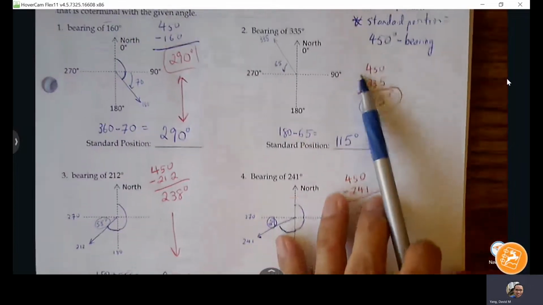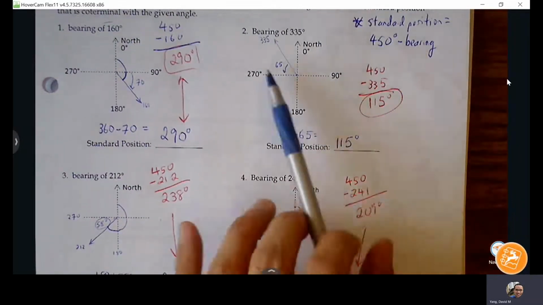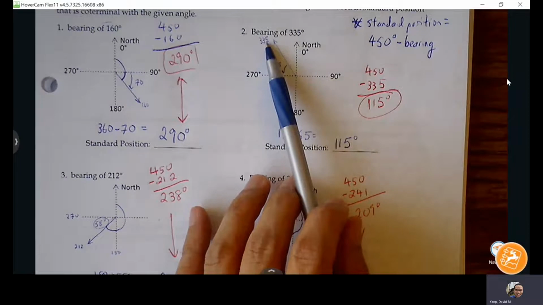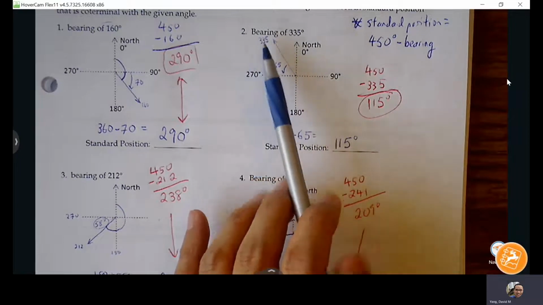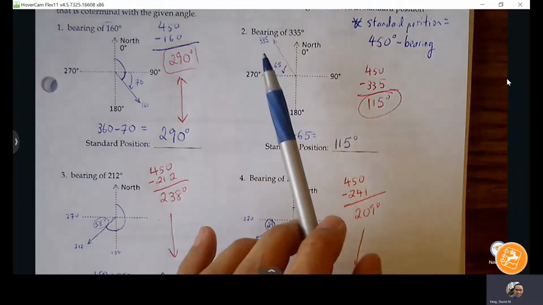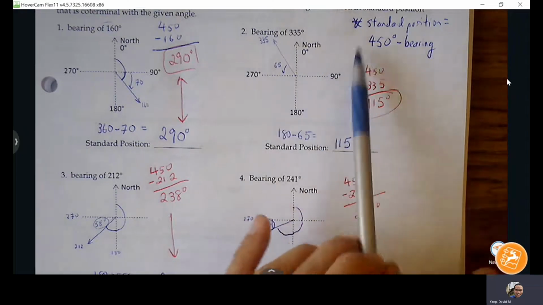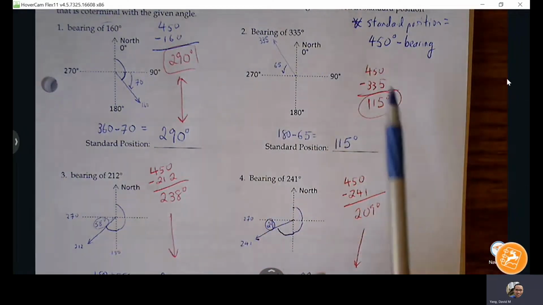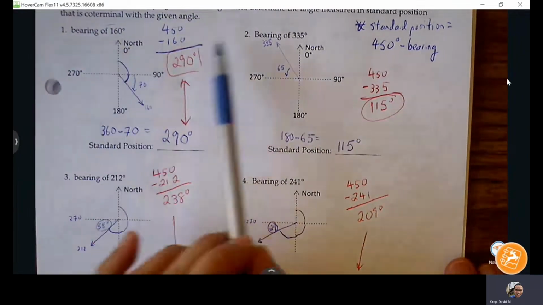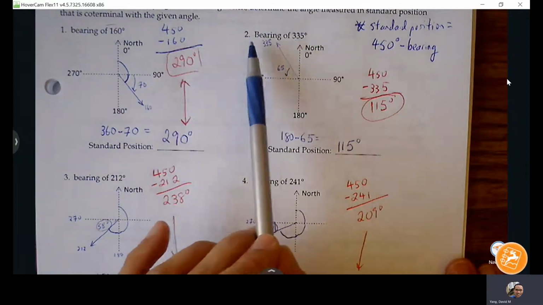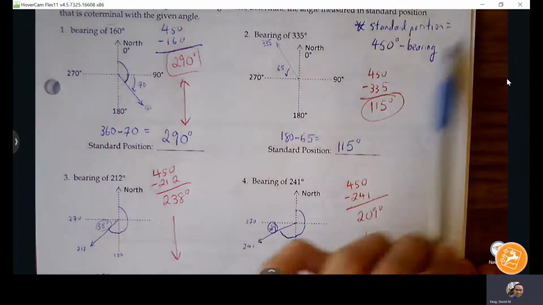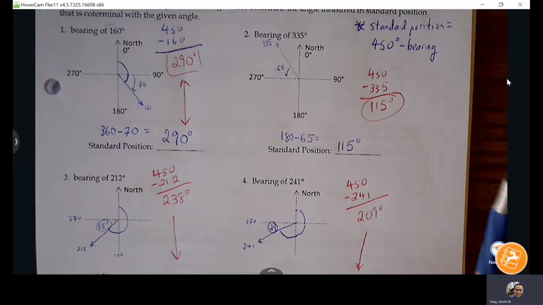Now we can only do the shortcut if they give us something that is like a true bearing, meaning that the next page we're going to be talking about bearing that's starting at a different location. If that's the case, we're really going to have to kind of draw it out. But if it just says bearing of a degree measure or true bearing of a degree measure, we can always use this formula to just quickly get that number into a degree measure that's more suitable for all the formulas that we have.